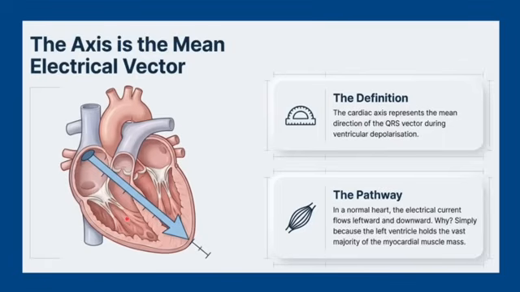In a normal heart, the electrical current usually flows downward and leftward, because the left ventricle is electrically dominant, as it has a thicker muscle bulk than the right ventricle, causing it to have more electrical activity.